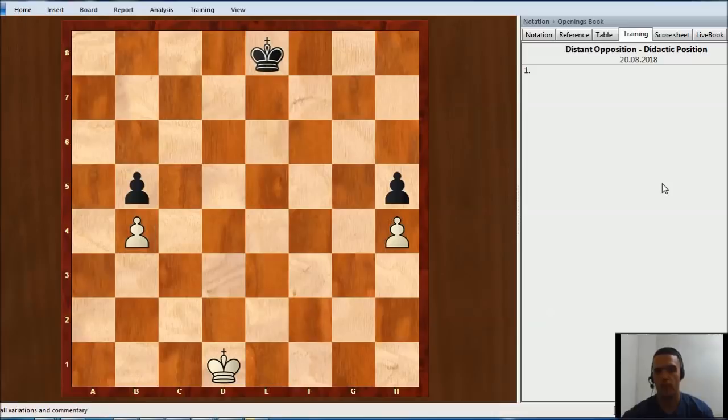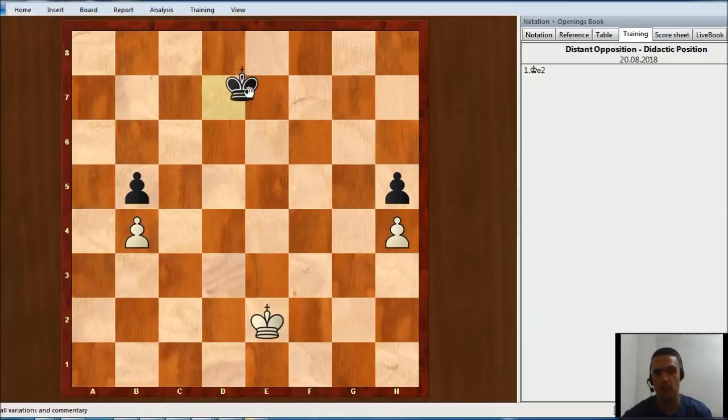And this is my favorite. Here you can see distant opposition very clearly. It is white to move. What would you play? The best move for white is king e2, taking distant opposition. As you can see, there is an odd number of squares between both kings, 5 squares. Instead of 3 squares, we have 5 squares now. But it's the only way to win.